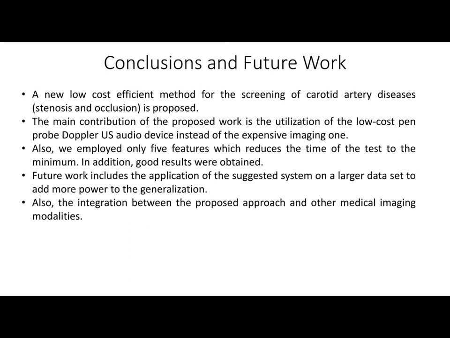This makes the proposed approach more suitable as a screening method for the carotid artery disease in comparison with similar approaches, especially in highly populated areas. Future work includes the application of the suggested system on a larger data set to add more power to the generalization, in addition to the integration between the proposed approach and other medical imaging modalities.